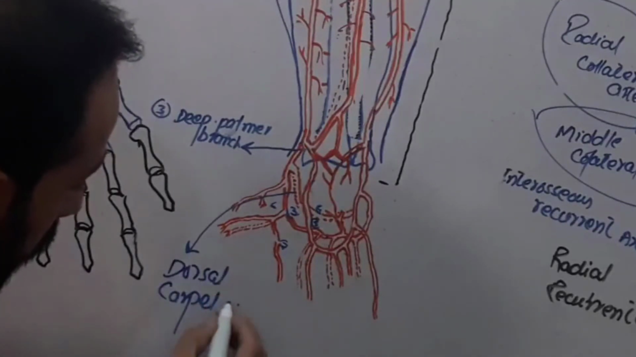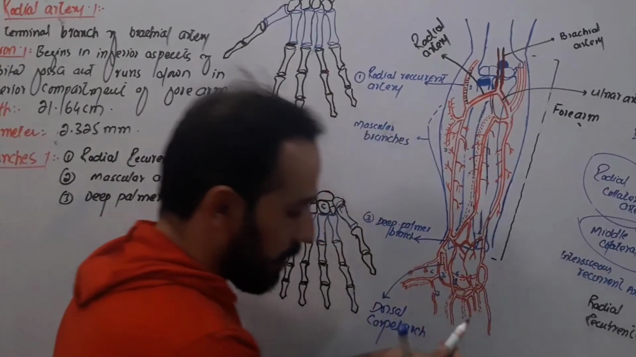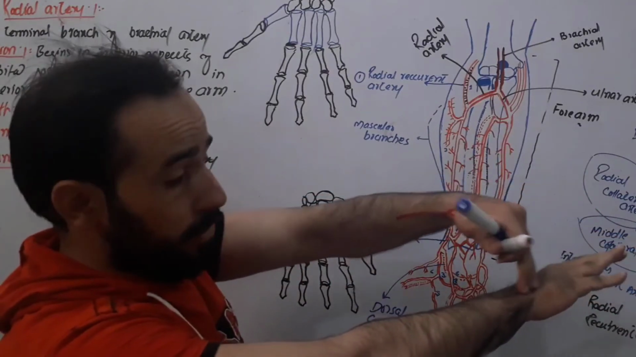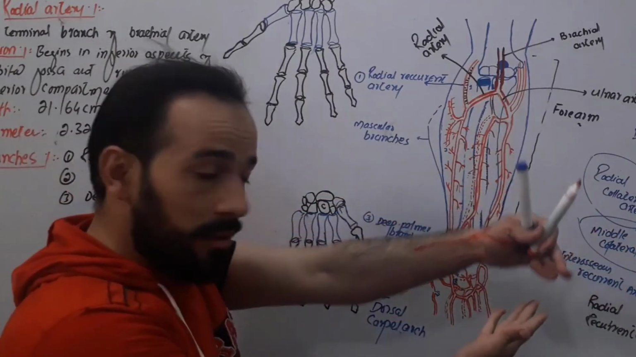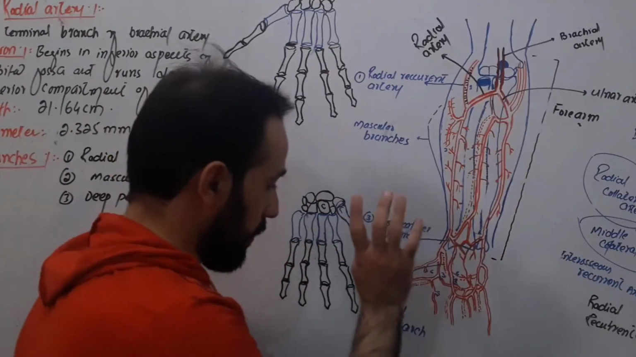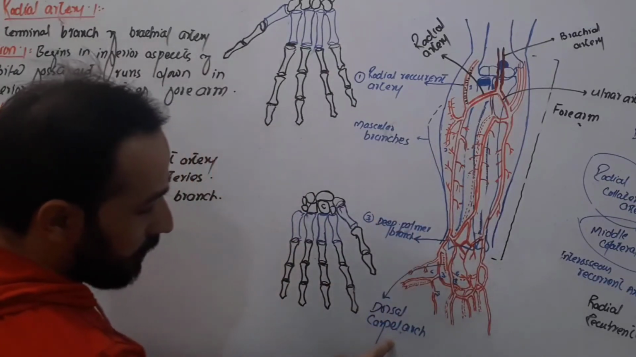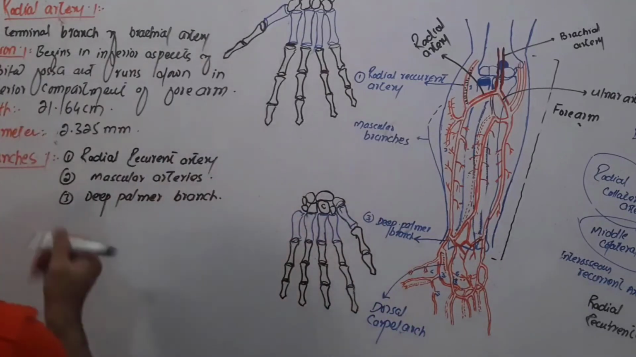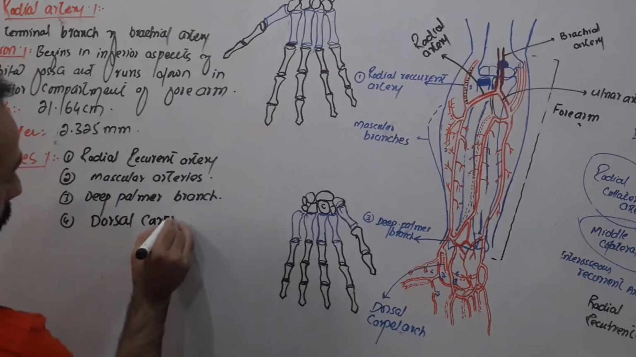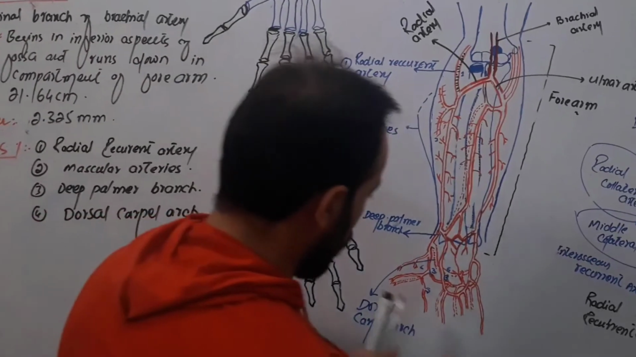It will come to the middle of the hand, right, to the mid region, and will anastomose with the same branch of the ulnar artery that we will discuss in the next lecture when we are discussing the branches of the ulnar artery, right. So the fourth artery, which is the branch of this radial artery, is the dorsal carpal arch. Let me write it here as dorsal carpal arch. Done.